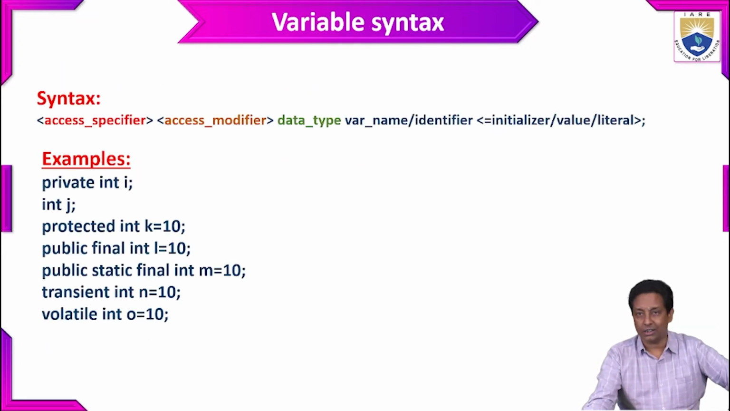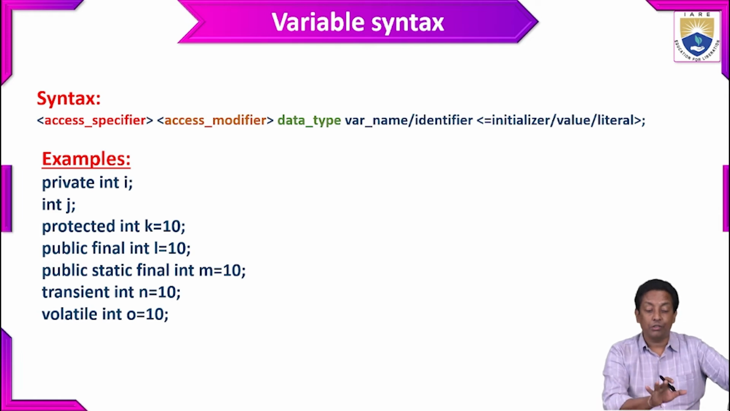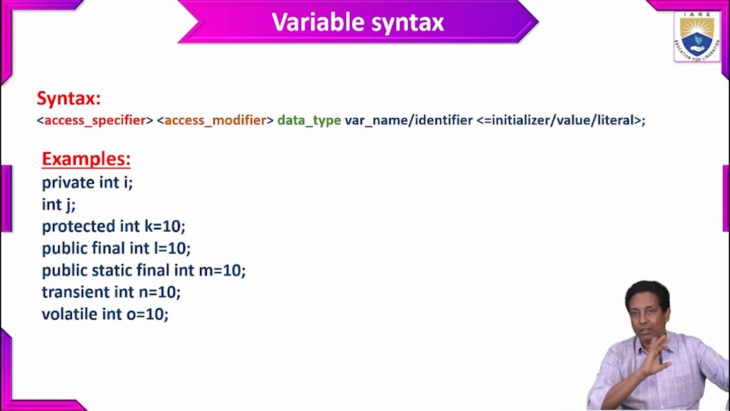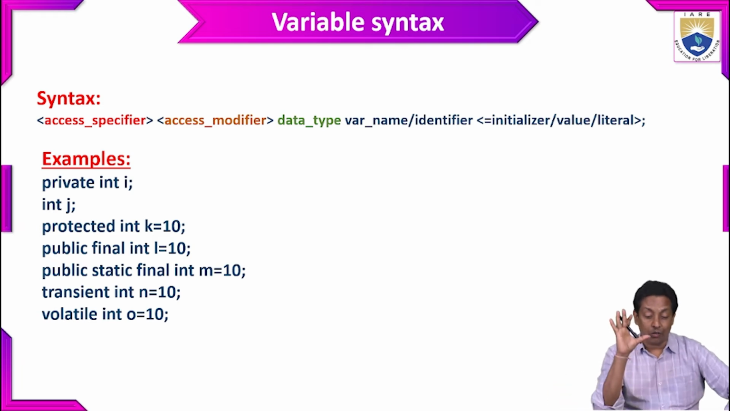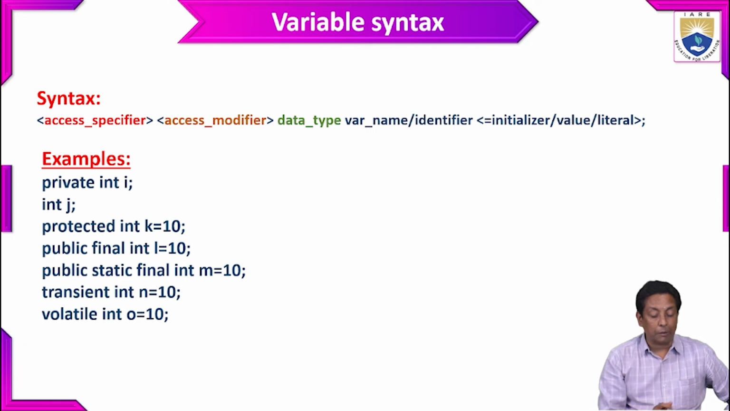Coming to the variable syntaxes. In this topic, once again, I am reminding you, we will discuss only syntaxes but not the consequences. What happens if you declare so-and-so access specifier? What happens if you apply so-and-so access modifier? That we don't discuss in this class. This class is dedicated only to the syntaxes of declaring these 4: class, variable, constructor, method.